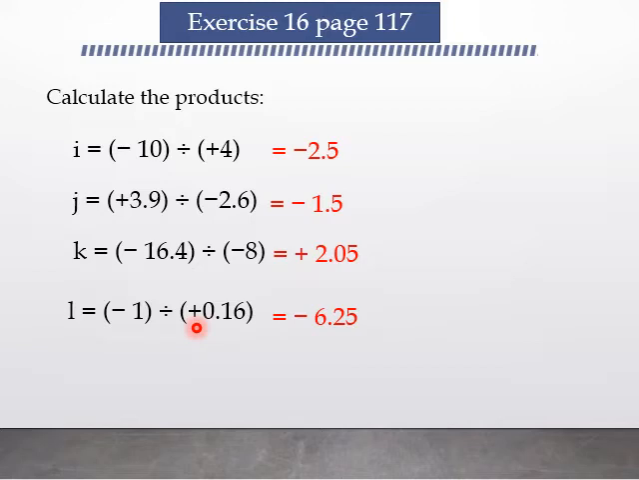Again, the same idea is repeated in this exercise. If we have an odd number of negative signs, for example here, 1, the result will be negative. If in K we have an even number of negative signs, minus minus, this minus sign is repeated 2 times, so the answer should be positive. Even number of minuses, then the answer is positive. While if we have an odd number of minus signs, then the answer will be negative.